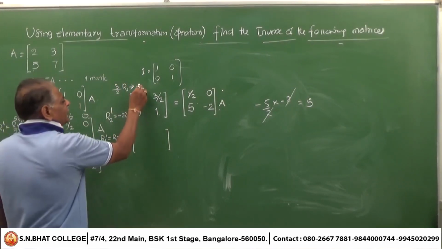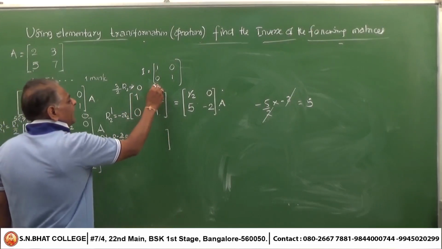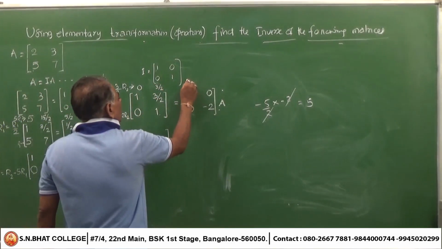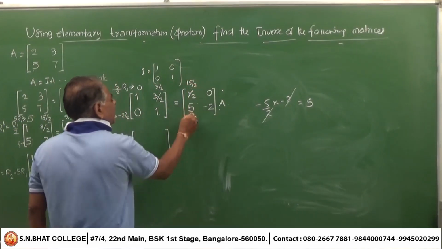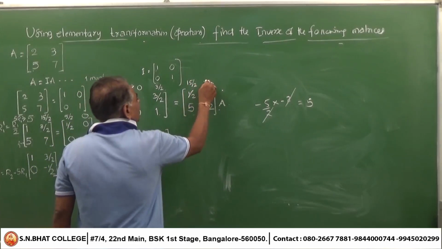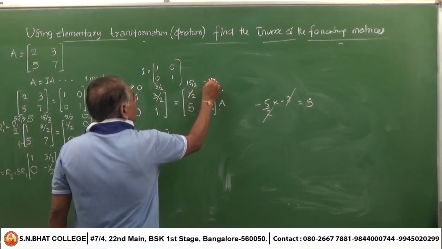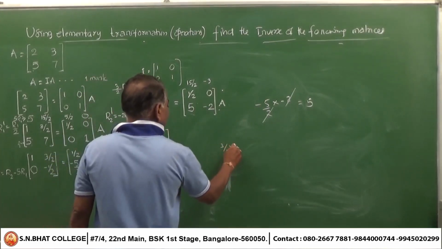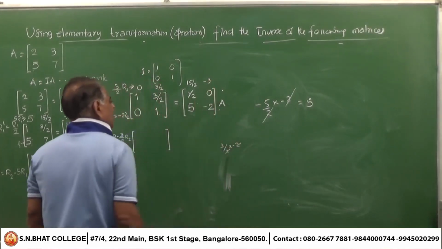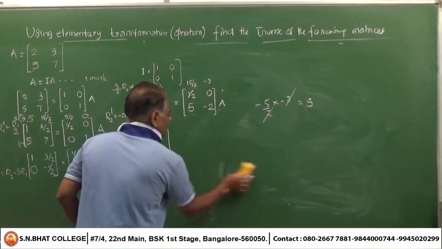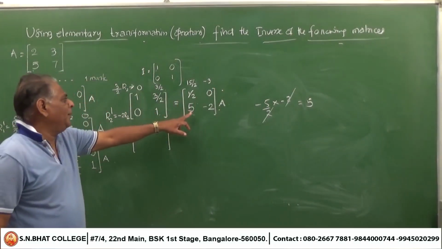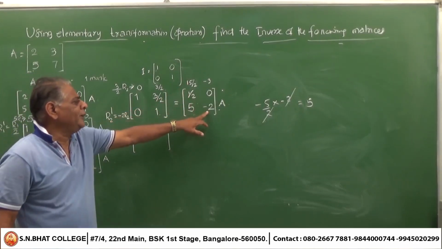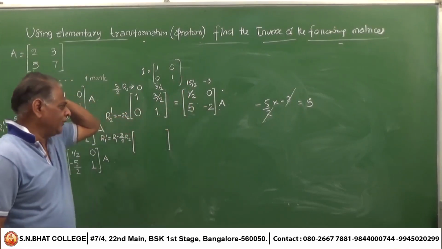3 by 2 into 0 is 0. This is 3 by 2. And this is 15 by 2: 3 by 2 into 5 is 15 by 2. Then 3 by 2 into minus 2, the 2s get cancelled, it is minus 3. Multiply by 3 by 2: 3 by 2 into 5 is 15 by 2, and 3 by 2 into minus 2 is minus 3.